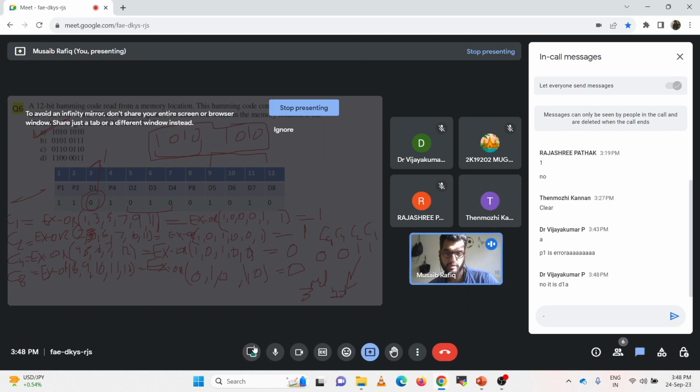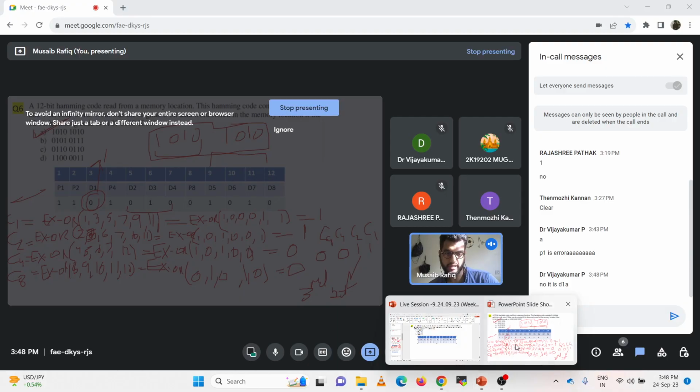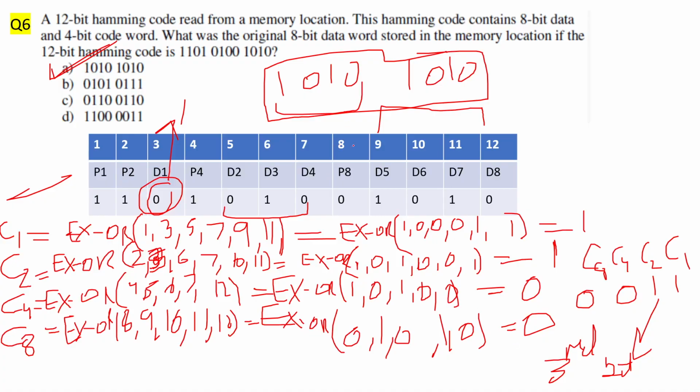So basically the output is the data word, right? I have to write the data word. I know the data word has positions 9, 10, 11, 12, and at positions 3, 5, 6, 7. Positions 1, 2, 4, 8 are reserved for parity bits.